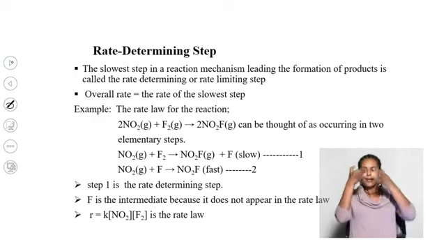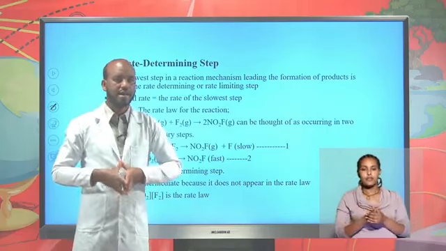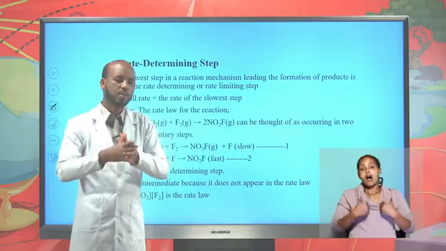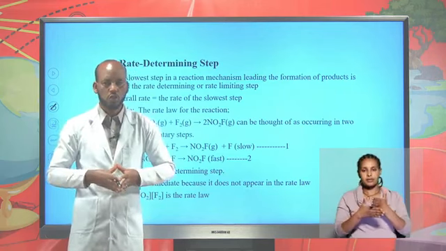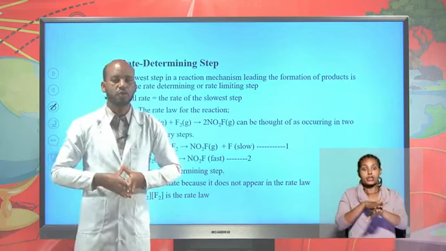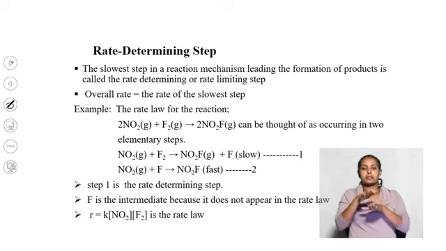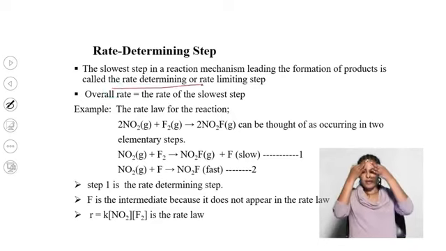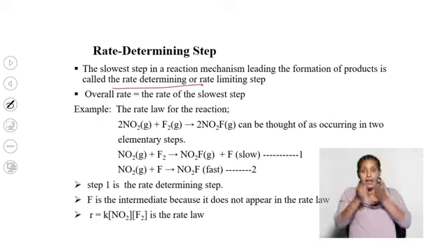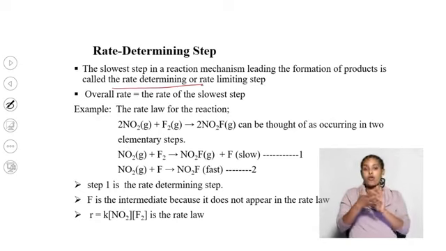Rate determining step. For a reaction having multiple steps, the slowest step is the rate determining step. The slowest step in a reaction mechanism leading to the formation of a product is called the rate determining or rate limiting step. The overall rate equals the rate of the slowest step.